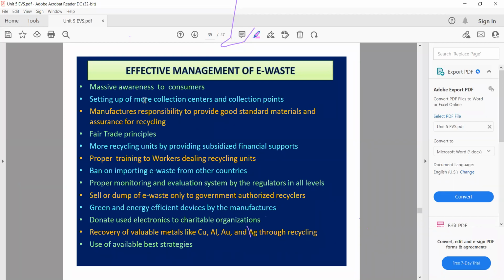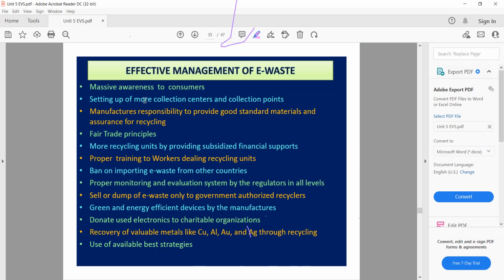Fair trade principles. More recycling units by providing subsidized financial support. Proper training to workers dealing recycling units. Ban on importing e-waste from other countries. Proper monitoring and evaluation system by the regulators at every level. Green and energy efficient devices by the manufacturers. Sell or dump of e-waste only to government authorized recyclers. Everybody is not permitted to do these.